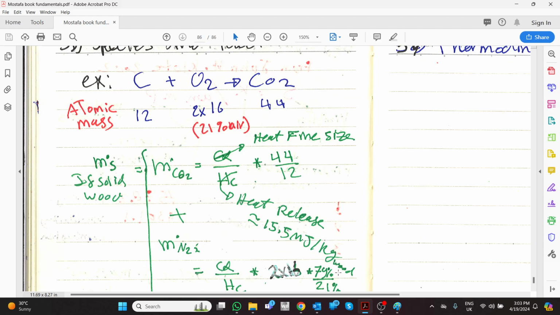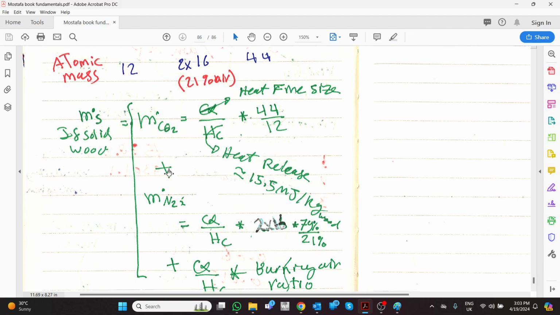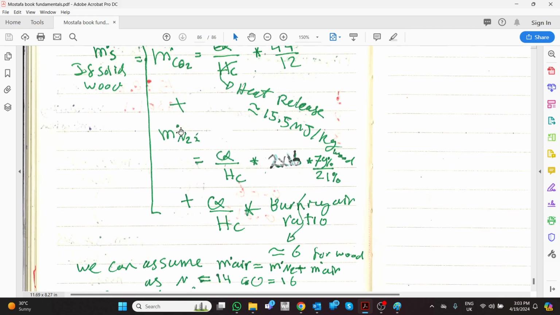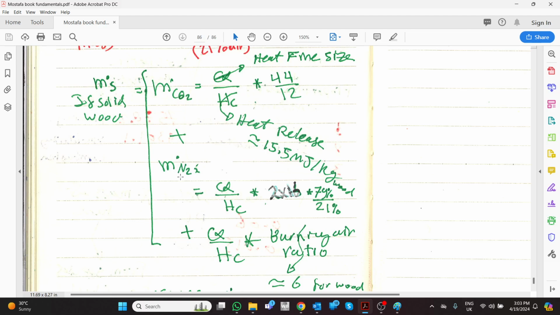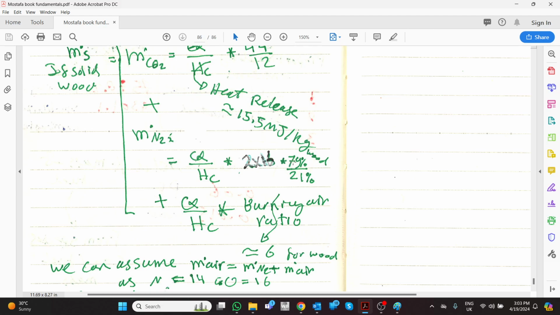What is the heat release by wood? So you get kilograms of wood. Multiply by this one, and you will get how much CO2. This plus how much is N2. N2 is the same: this one divided by this one, how much is the heat, multiplied by the molecular mass, multiplied by the percentage of nitrogen in the air, which is this percentage.